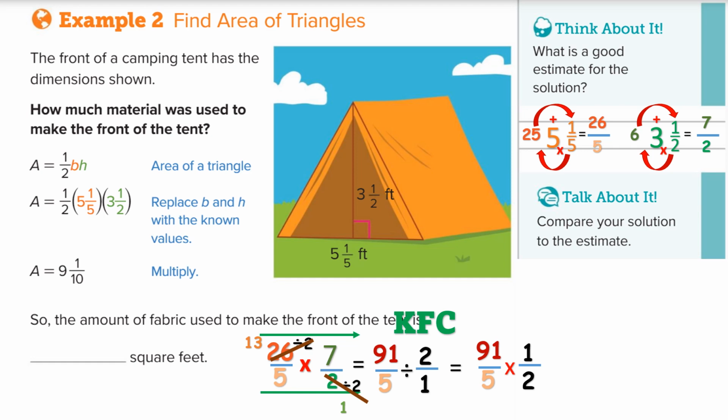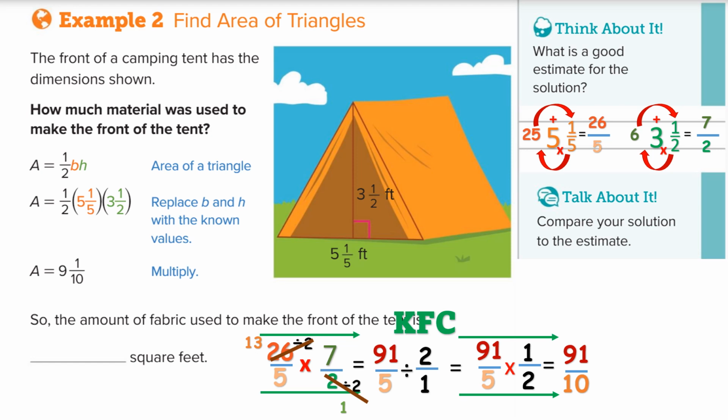So I have a multiplication of fractions question. Can I multiply fractions? Yes. How? I simply multiply across. So when I do my denominators, 5 times 2 is 10. 91 times 1 is simply 91. Now I can finish it up and find the actual answer.